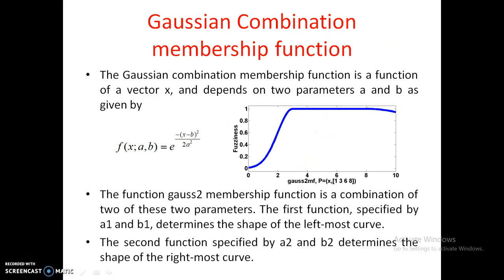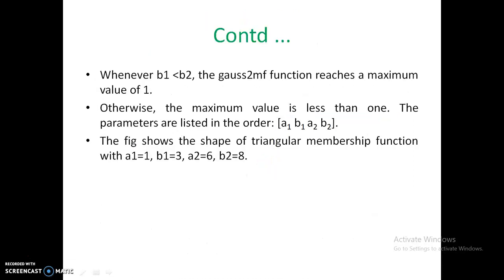And next, the Gaussian combination membership function. This is another type of membership function, called the Gauss 2 membership function. It is a combination of two Gaussian functions, and we need to provide two parameters for each of them. So this is called the Gauss 2 membership function.